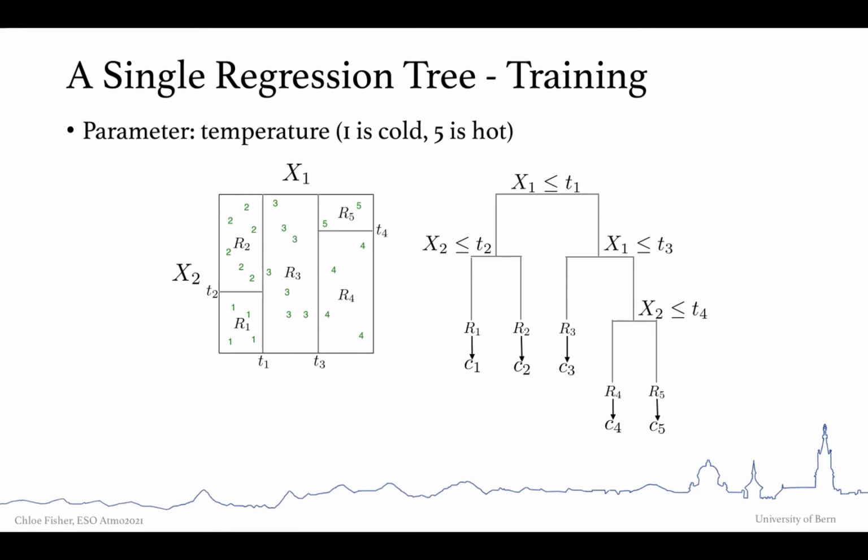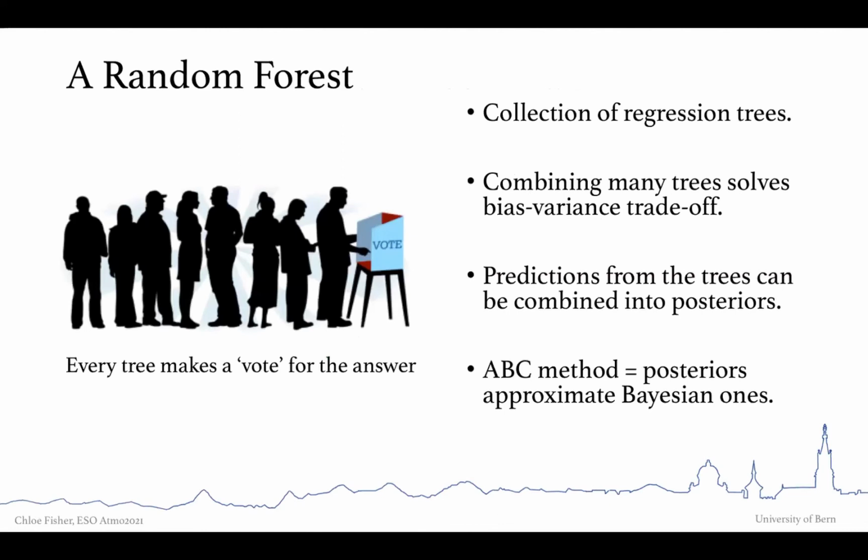A forest is just a collection of trees, where basically each tree is voting for the answer. So you're combining all the votes from the trees, and this will give you a distribution of the parameter values. And the random forest is something called an ABC method, approximate Bayesian computing, which means that because you're not actually using Bayes' theorem, it's trying to approximate it. So the posteriors are approximate Bayesian posteriors. And depending on how well you're approximating it, you can see how well it compares to a nested sampling or an MCMC posterior.